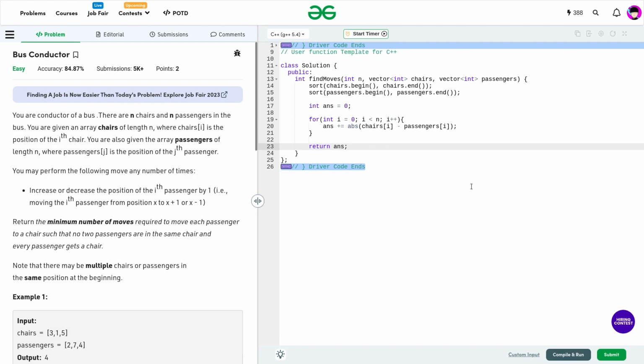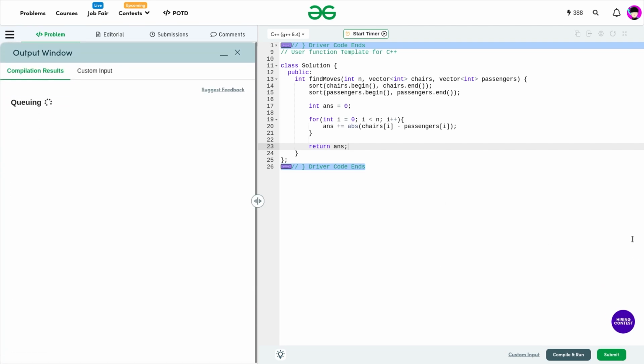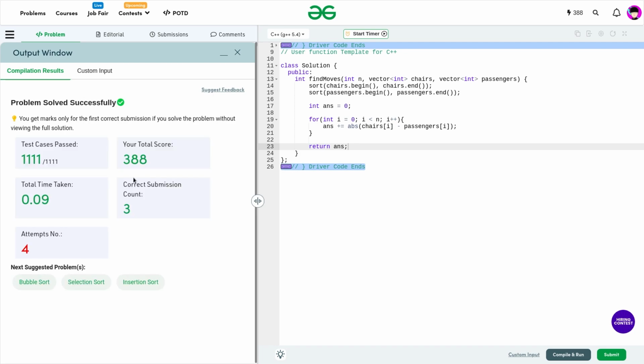I hope that you guys were able to understand the solution. Let me also show you by submitting this particular problem and its processing. Yeah, so you see it passes all the test cases and the solution is correct.